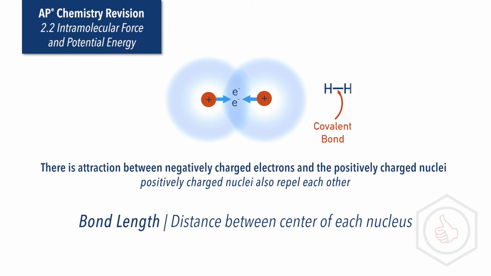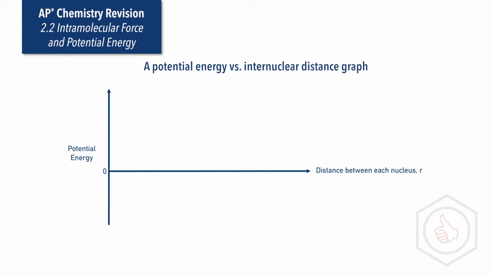A potential energy versus internuclear distance graph just shows how the energy of two atoms changes as they form a bond. As the atoms move closer, initially attractive forces dominate, lowering the potential energy. In other words, the electrons get attracted to the positively charged nuclei of each atom, and this attraction lowers the combined energy of the two atoms.